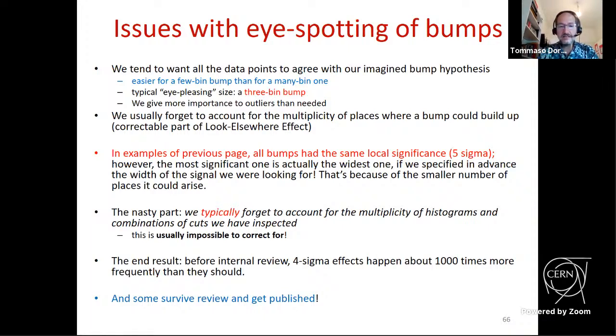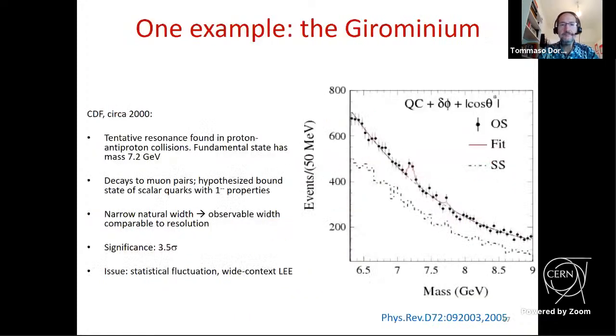So the end result is that before internal review of analysis, typically a 4 sigma effect in a typical LHC experiment happens very often, much more often than what the p-value is for 4 sigmas. And in fact, sometimes we even publish them without realizing that there's a posterioriness built in the process. Okay. This is just an example, again, drawn from past history. Again, it's also discussed in the book.